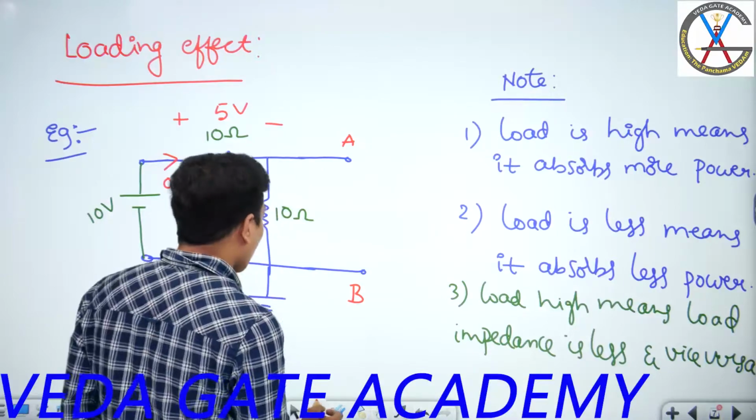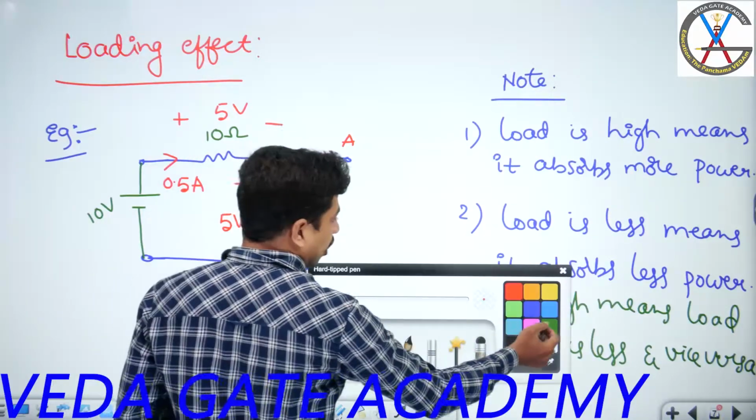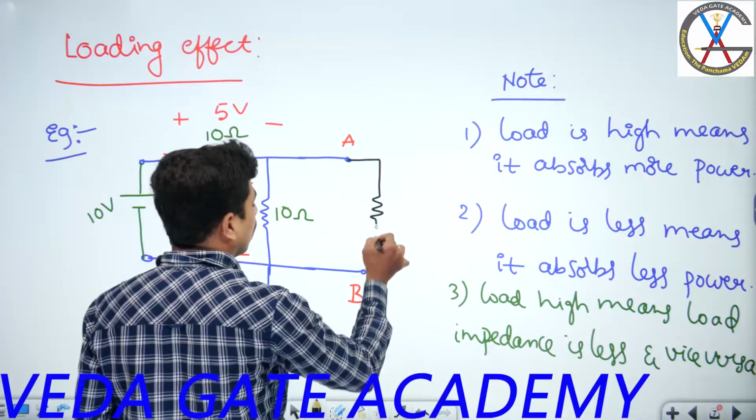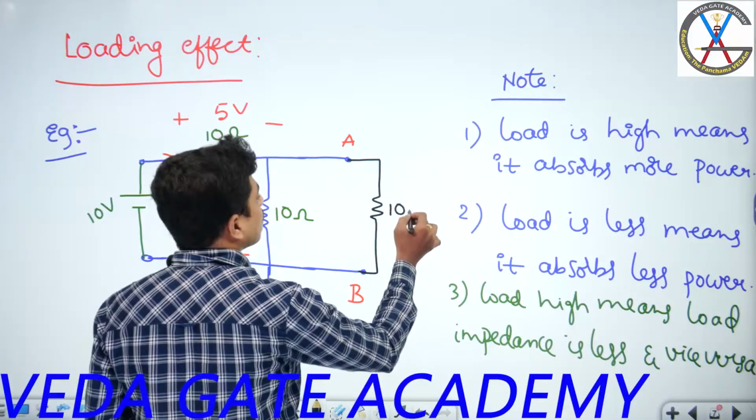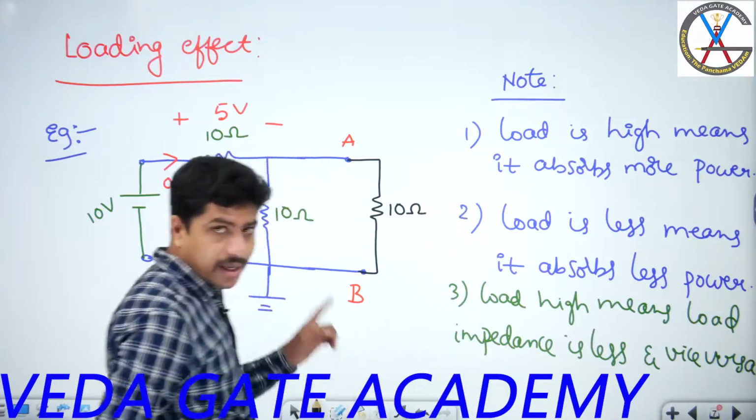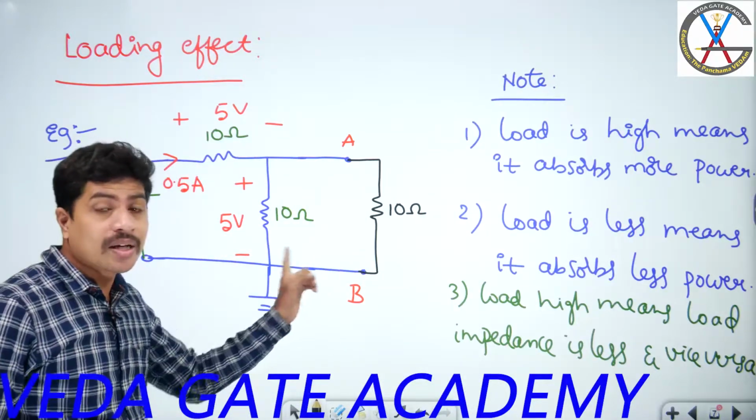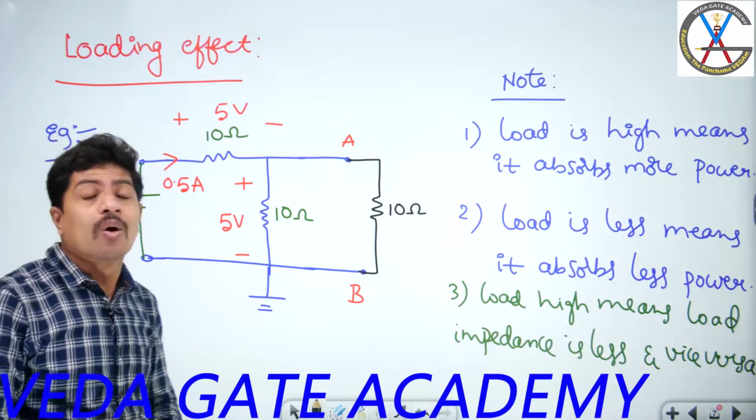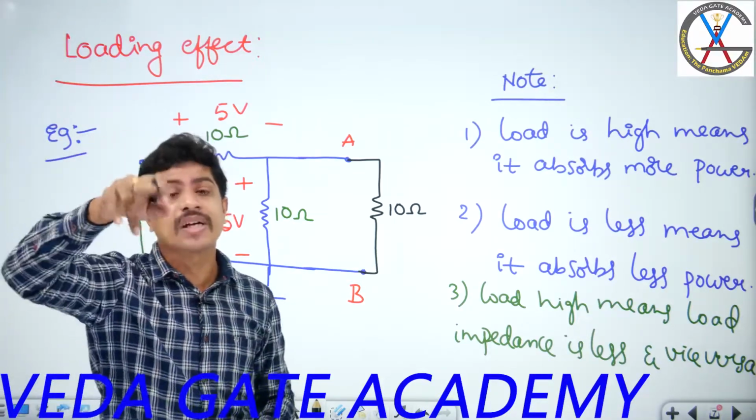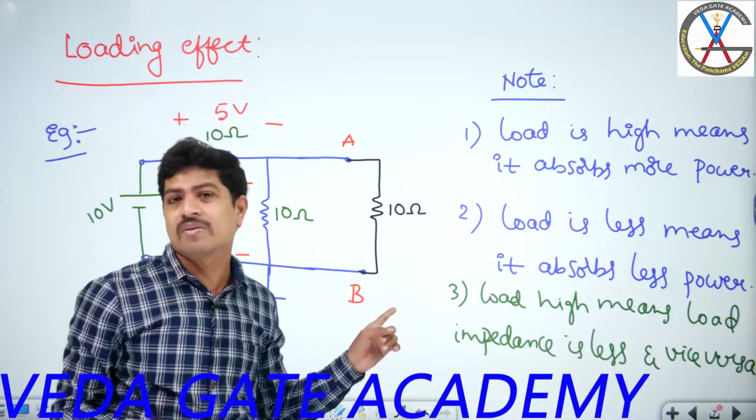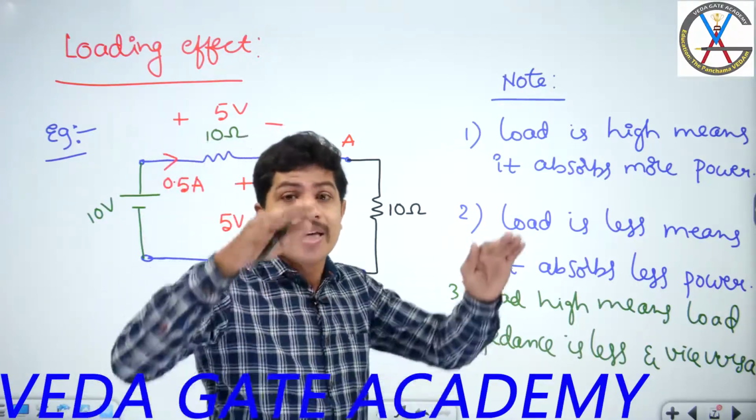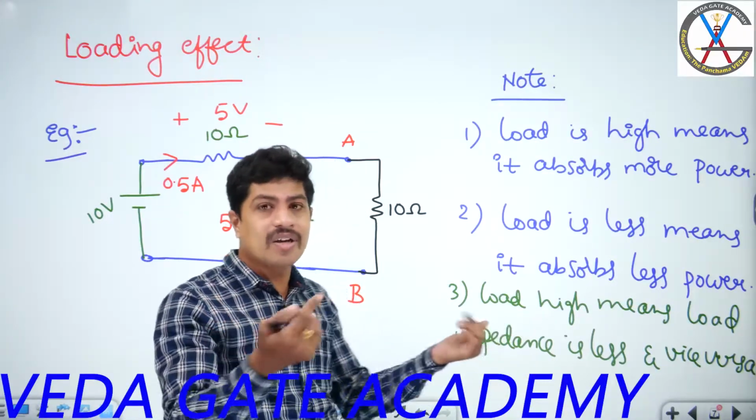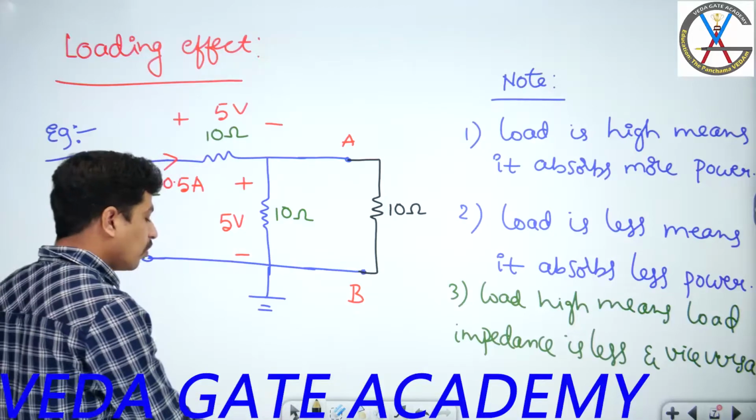Now tell me, if I connect one more 10 ohms across this one, are we increasing the load or decreasing the load? 10 in parallel with 10 is how much? 5. 5 plus 10 is how much? 15. What is the previous impedance seen by the source? 20 ohms. Now the impedance seen by the source is 15 ohms. Impedance is reduced. Load is increased. Yes or not? We are increasing the load. So be careful with that.